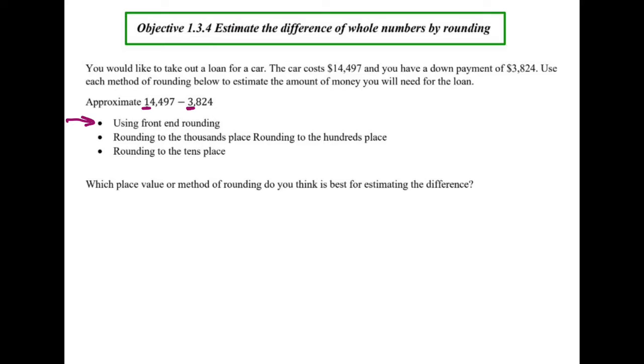So the 14,497, you're looking at this first 4, it's going to round down, right? So this is going to be, I'm going to put it over here so we can kind of line them up, 10,000. And then we're going to subtract. The 8 is higher than 5, so it's going to round the 3 up. So 4,000 for a total of 6,000.